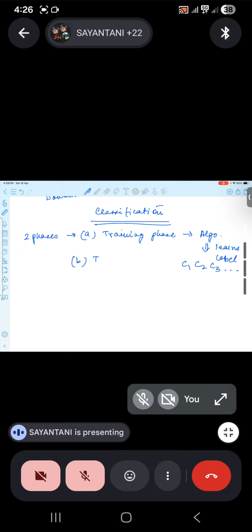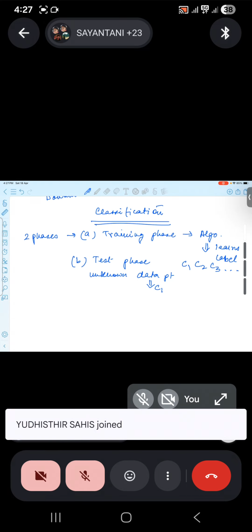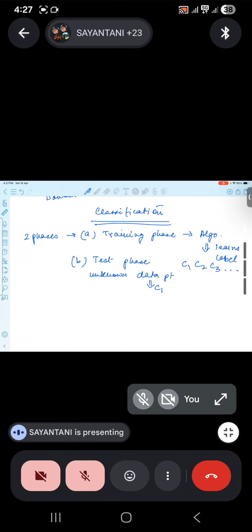And finally, we have the test phase, where we are just going to provide an unknown data point and we are going to just see whether the algorithm has learned all the labels correctly or not. So by providing an unknown data point, suppose we know that it belongs to class C1, we're going to check that the algorithm is able to recognize that correctly or not. So we are going to make sure that the learning process of the classifier has been made properly or not. So this is the concept of classification that we had discussed in the first class.